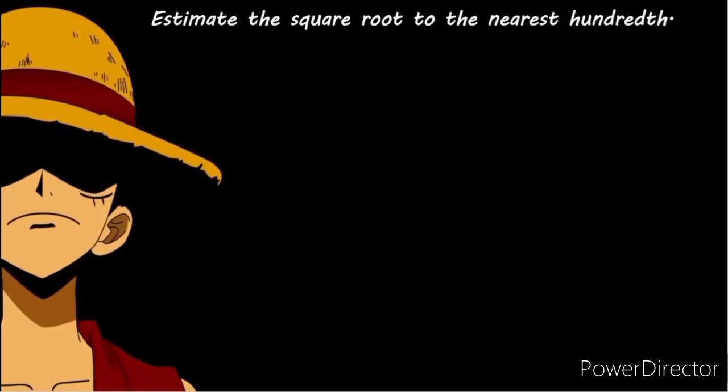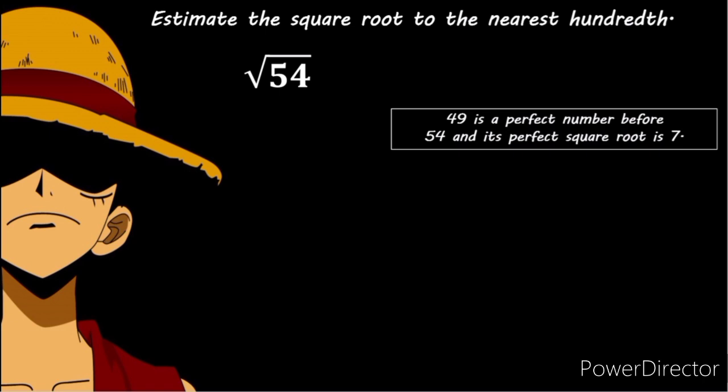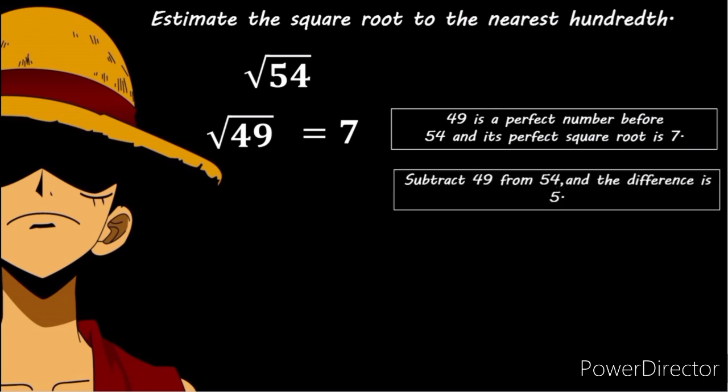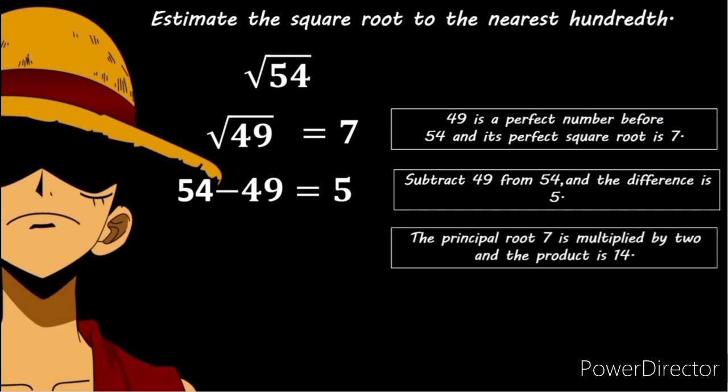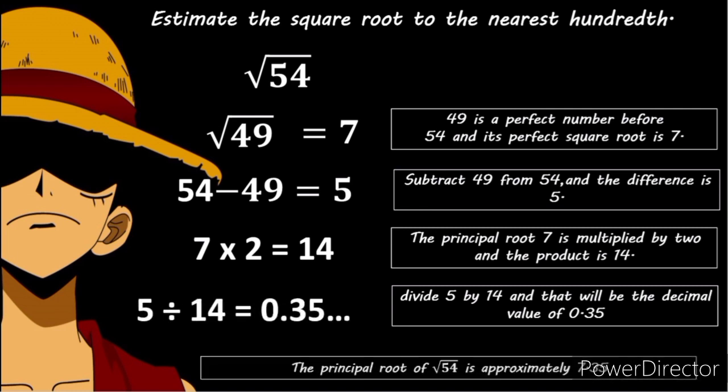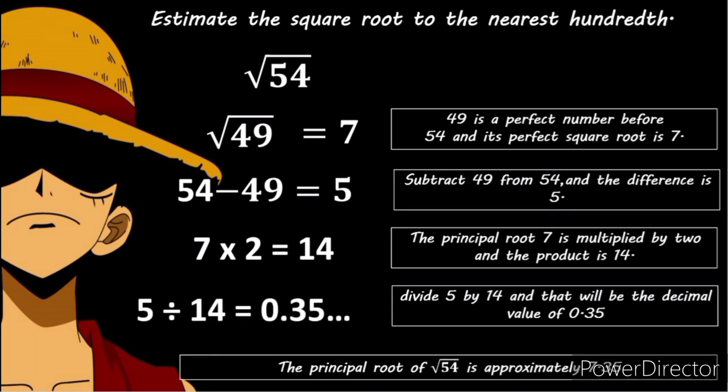Now for our last example, we have the square root of 54. 49 is a perfect number before 54, and its perfect square root is 7. Subtract 49 from 54, and the difference is 5. The principal root 7 is multiplied by 2, and the product is 14. Divide 5 by 14, and that will be the decimal value of 0.35. The principal root of the square root of 54 is approximately 7.35.